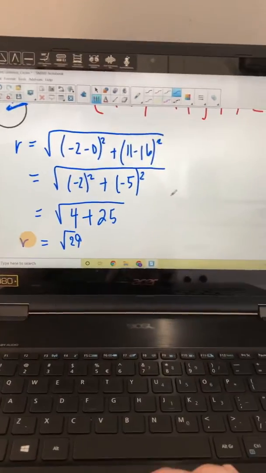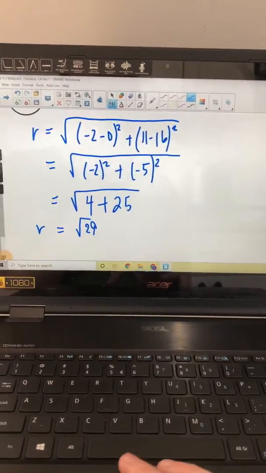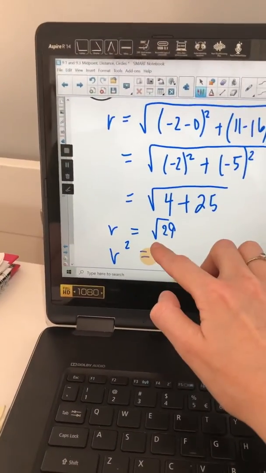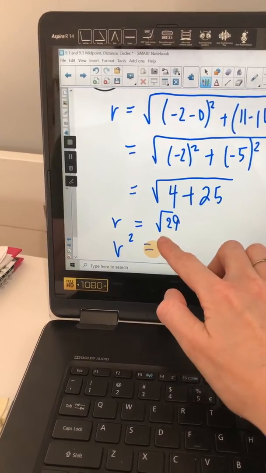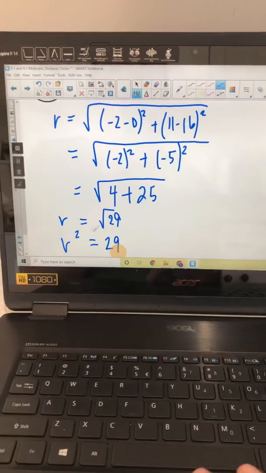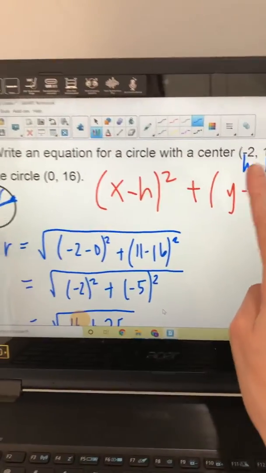And if you look back at our equation, we really need r squared. So instead of calculating this, getting a decimal or anything, let's just square it. What is r squared? Well, what's radical 29 squared? It's actually just 29. So we know r squared is 29, and our center is -2, 11.